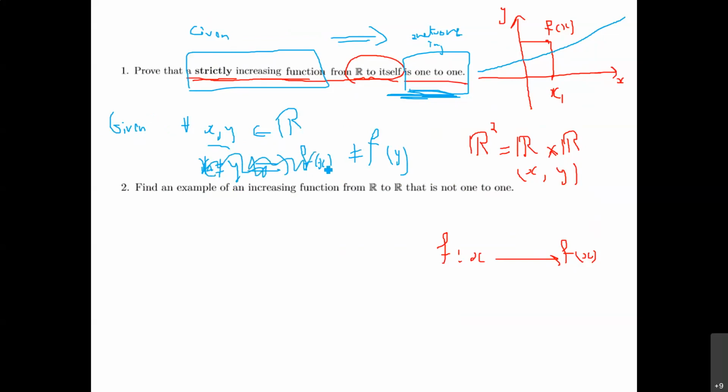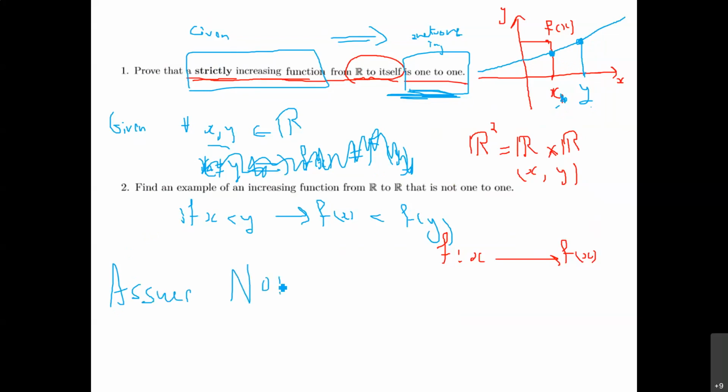What does it mean to be strictly increasing? My bad. For every x, y in R, if x is strictly less than y, then that means f of x is strictly less than f of y. Okay? If you have here x, and this is y, x is strictly less than y, then definitely f of x is gonna be less than f of y. That's the given.